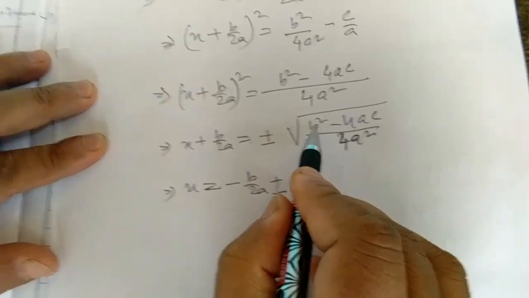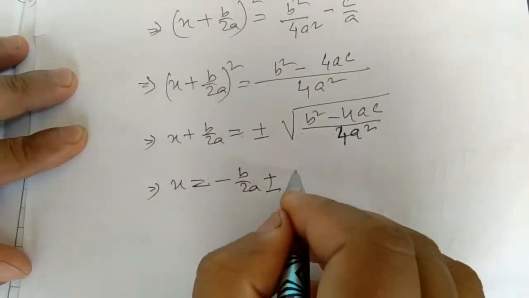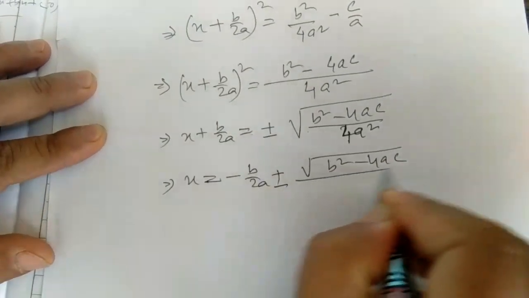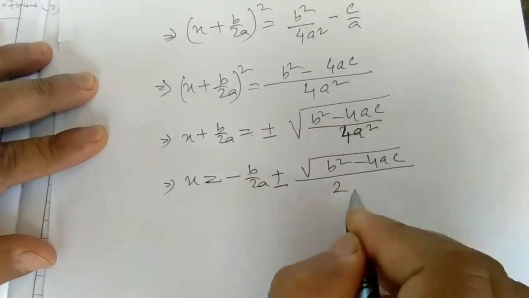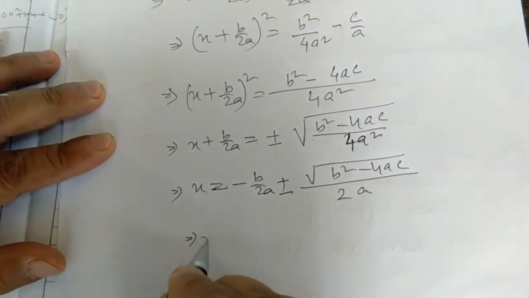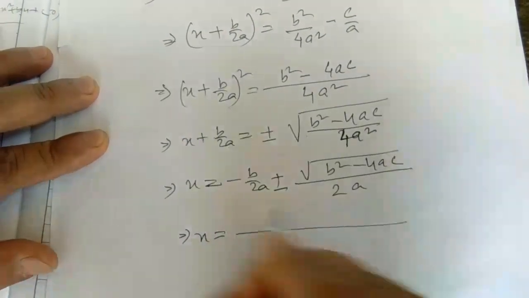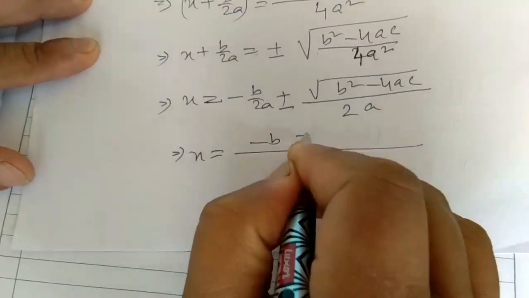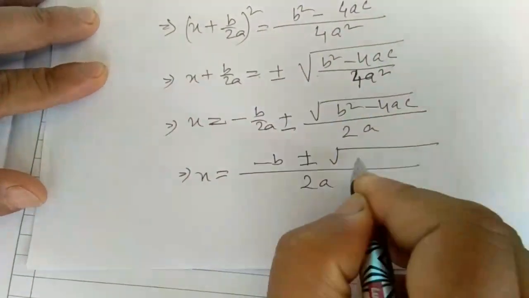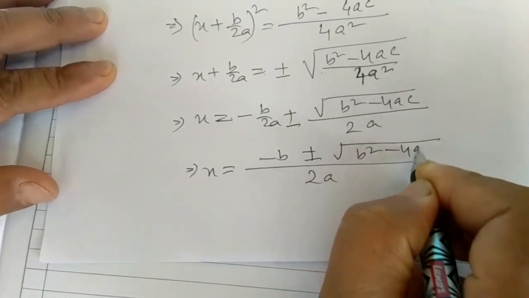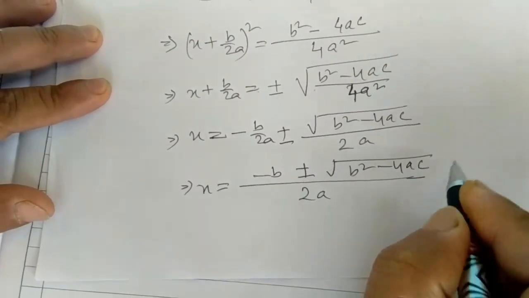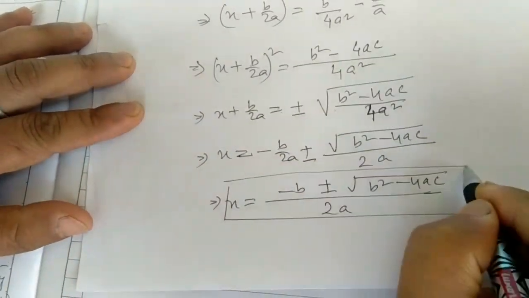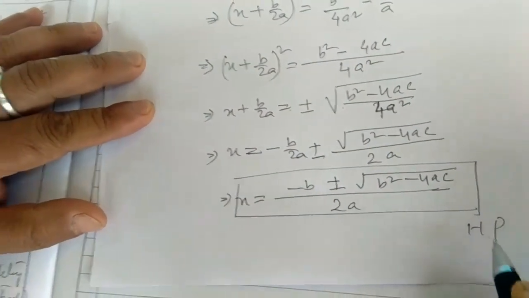We cannot find the square root of b square minus 4ac, but we can find the square root of 4. Square root of 4 is 2, square root of a square is a. So again you take LCM. Here is twice a, here also twice a, so twice a is the LCM. This minus b will remain, plus minus root over b square minus 4ac. With this answer, we have proved this one. So we have proved, hence proved.